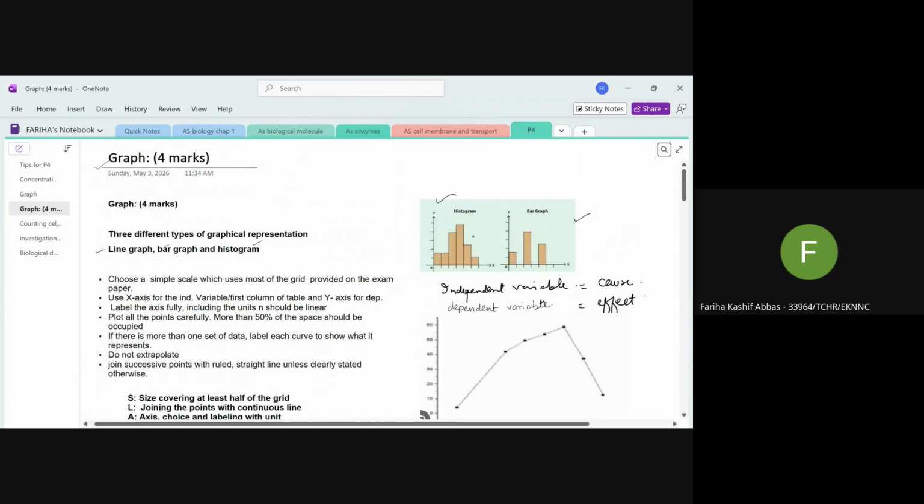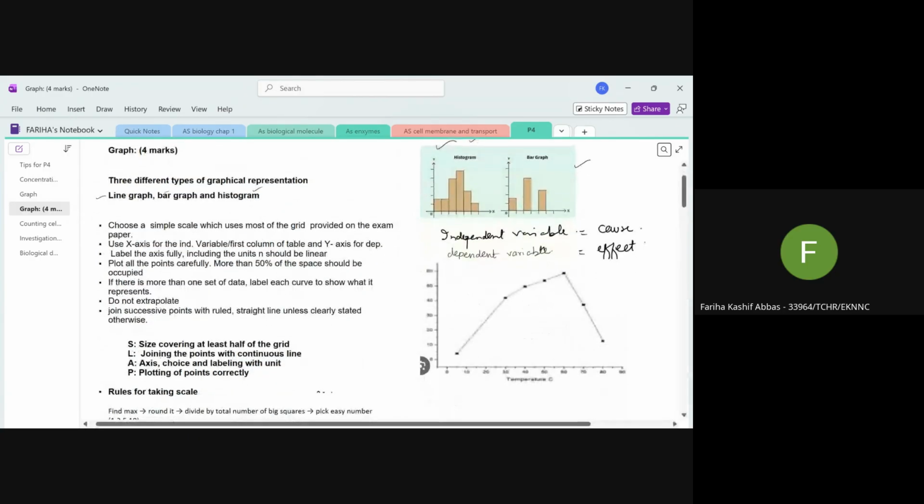What is the difference between bar graph and histogram? In case of bar graph, each bar should be of equal width and all the bars should be separated. Whereas in case of histogram, the data is provided in such a way that all the bars are joined, therefore a histogram is formed. We don't need to tweak the data in case of biology.